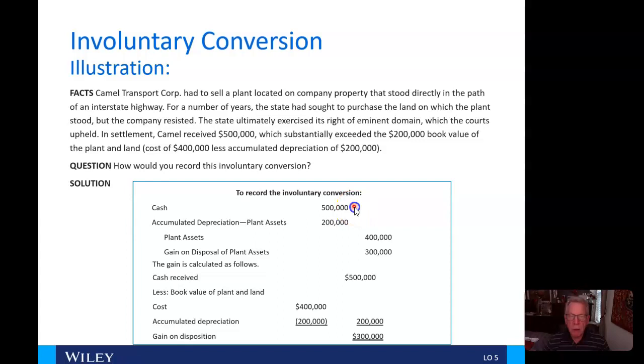So we get $500,000 in cash. We have accumulated depreciation, which we will get rid of. We'll add the $400,000 and the gain on the assets. Cash received, $500,000. This is how we get the gain. We have a $200,000 accumulated depreciation, and that gives us $300,000. That looks like a good place for us to stop this video.